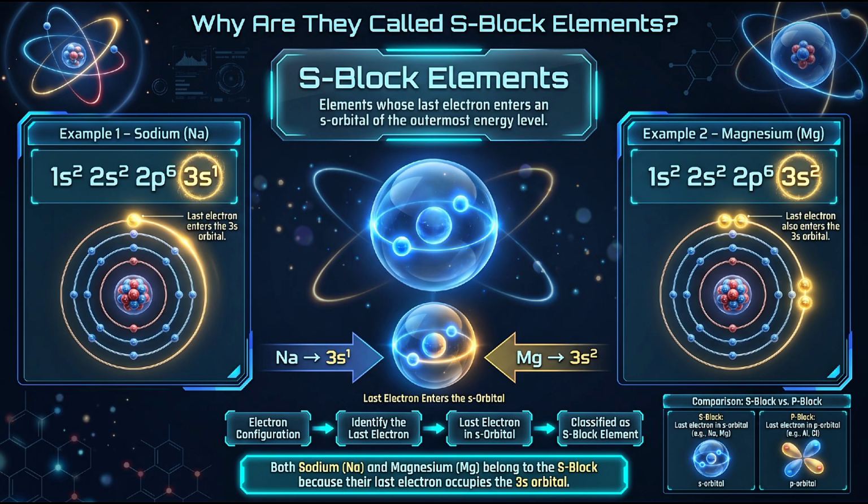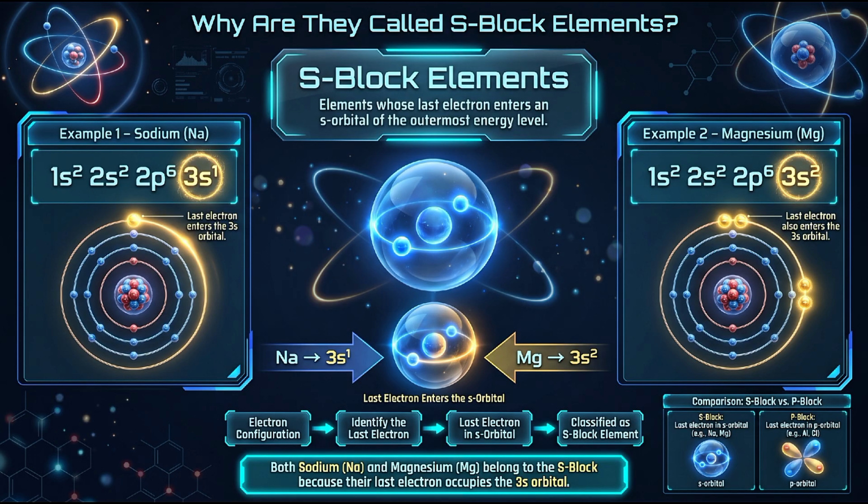The s block contains some of the most reactive metals in the periodic table because their valence electrons are present in the outermost s orbital. Group 1 elements have 1 valence electron and easily lose it to form M⁺ ions. Group 2 elements have 2 valence electrons and lose both to form M²⁺ ions. Their chemical behavior is therefore directly related to the presence of electrons in the outermost s orbital.